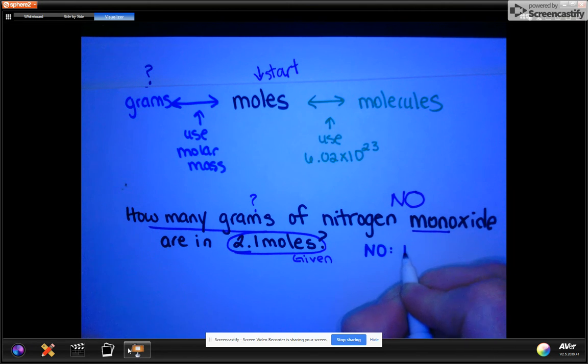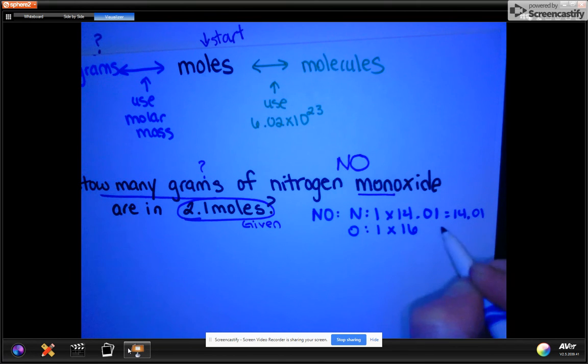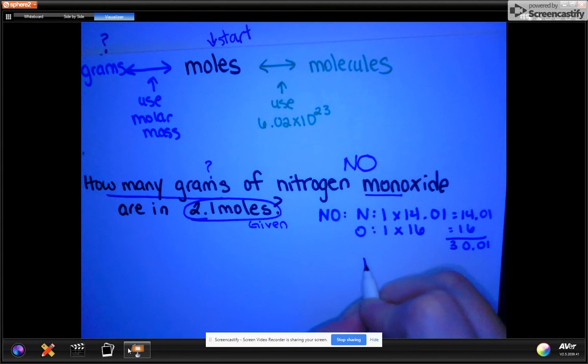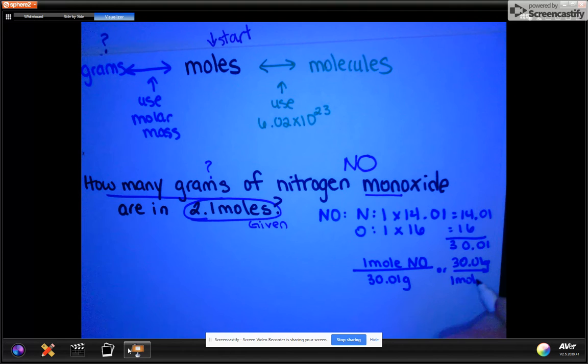There's one nitrogen and it weighs 14.01, and there's one oxygen that weighs 16. We add that up and we get 30.01. So remember the format we use is 1 mole of nitrogen monoxide has a molar mass of 30.01 grams, or we flip it. It all depends on when we're setting up our problem on which one we're going to use.